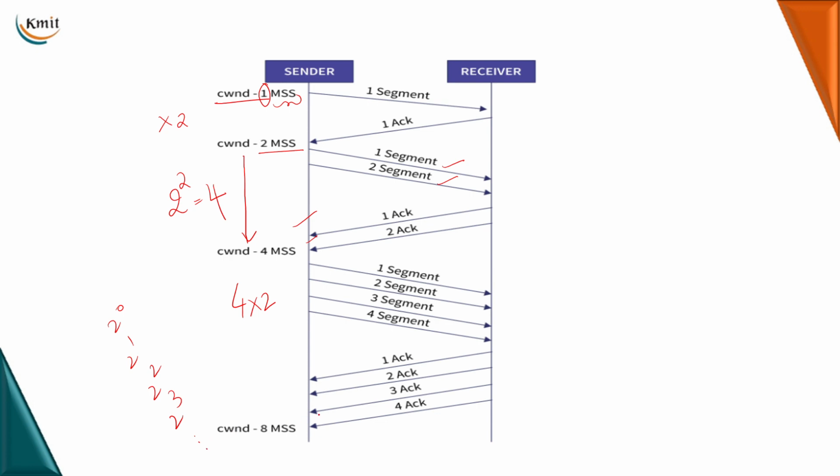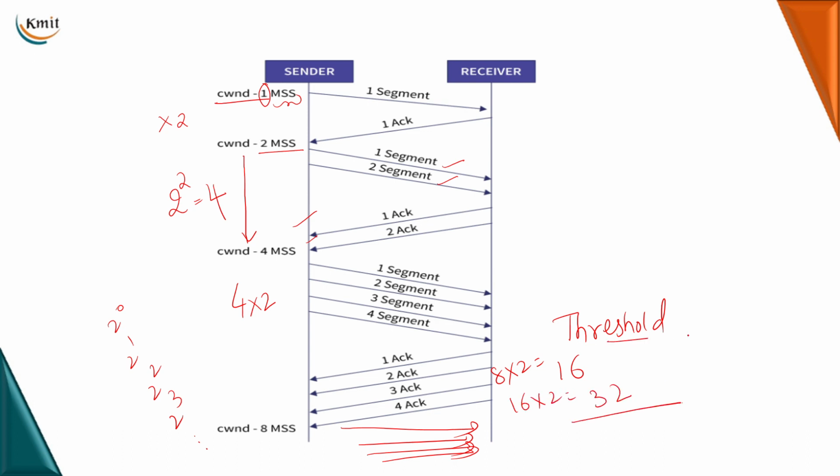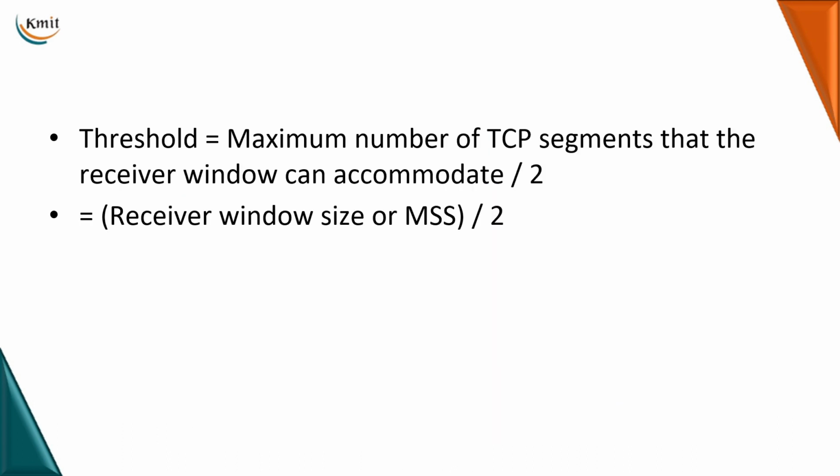So on till where? Till a threshold value is achieved. We continue like this. Next I will send 8 segments. Once I get the 8 acknowledgements, next I will send 16 segments. Then I will send 32 segments. Till how long? Till I reach a threshold value. Let us see how I calculate the threshold value. The threshold value is calculated as the maximum number of TCP segments that the receiver window can accommodate, that is the receiver window size or the maximum segment size, whatever it is, divided by 2. That is the threshold value.